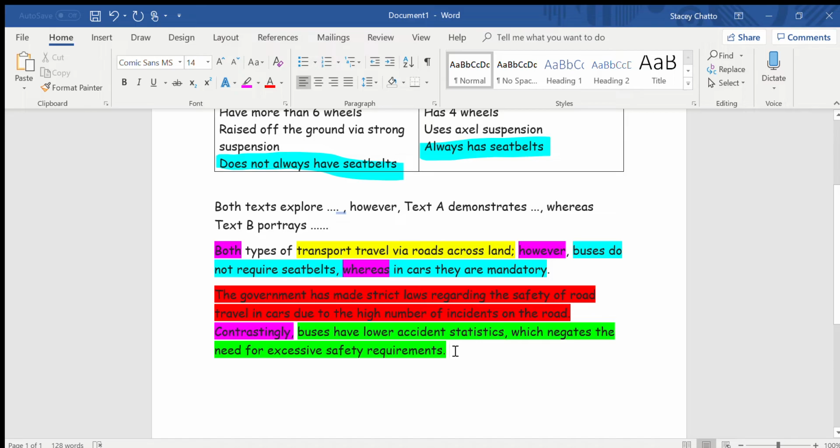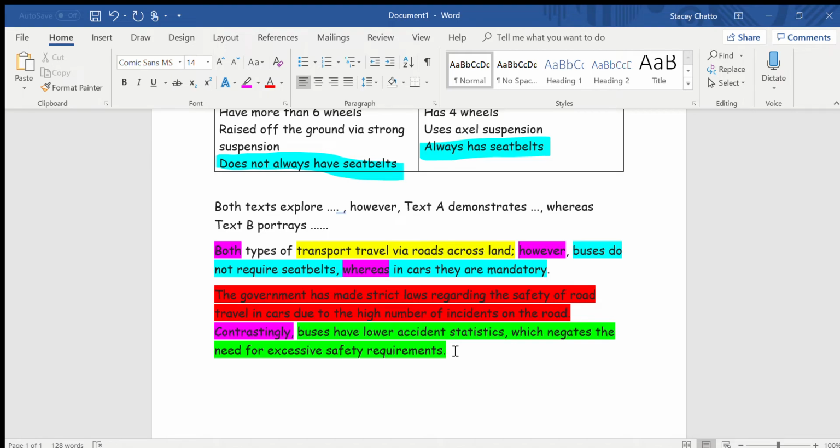So this is, I guess if you were going to treat it like a hamburger, this is like your stuffing, okay? This is how you're going to fill it in and how you're going to explain it. Lastly, you're going to add a sentence that explores what both do.